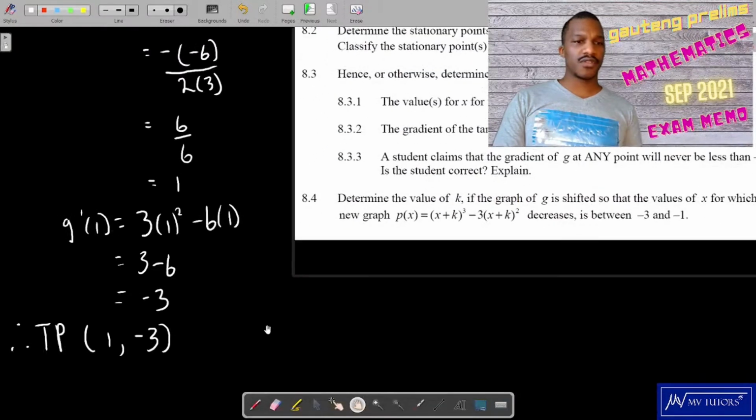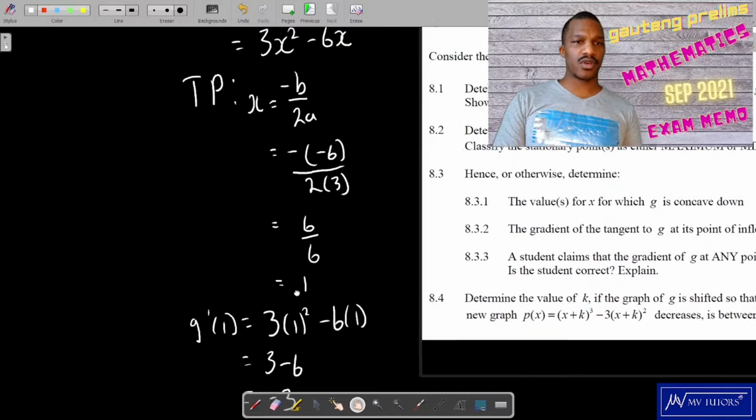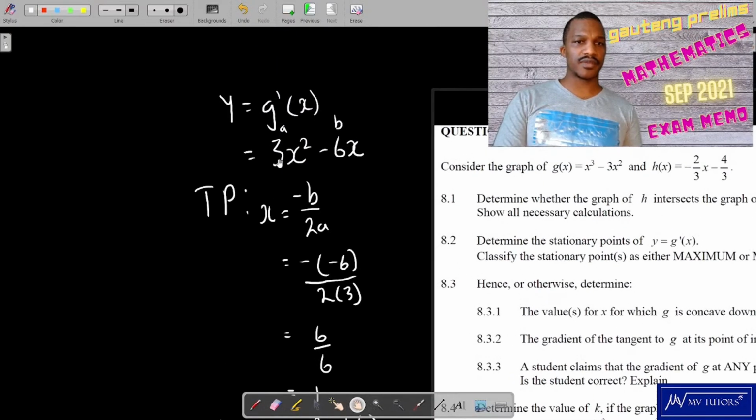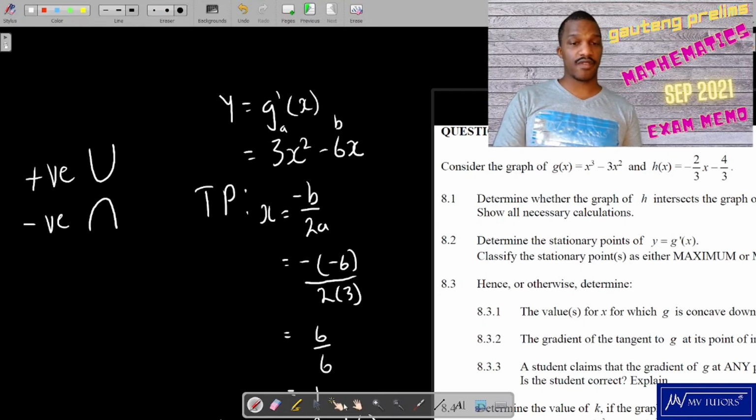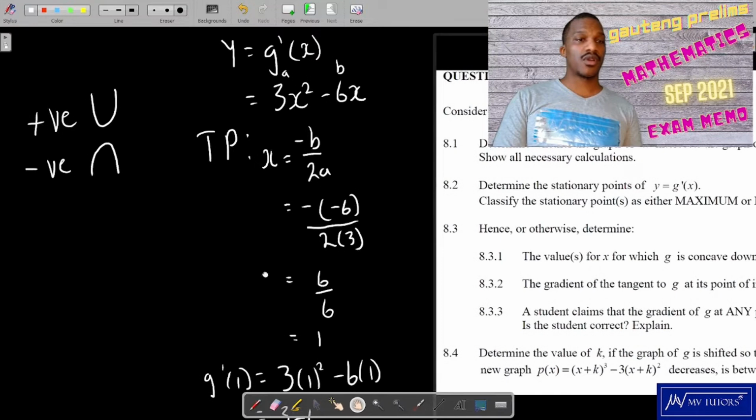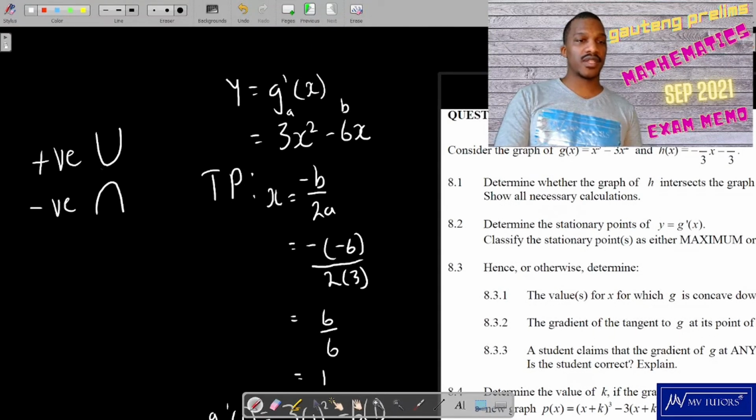All right, if you know the gradient, all you have to do is look at the gradient. If the gradient is positive, then it's a smiley face. Remember this, a positive gradient gives you a smiley face. Negative gradient gives you a sad face. So a positive gradient has a local minimum, but negative has a maximum.